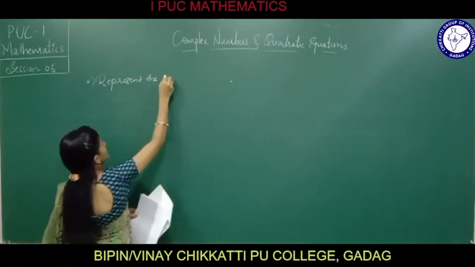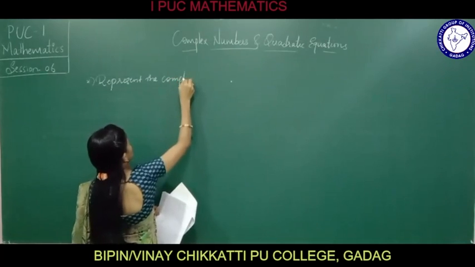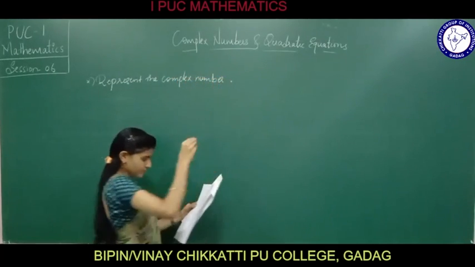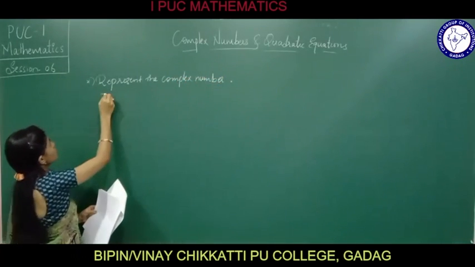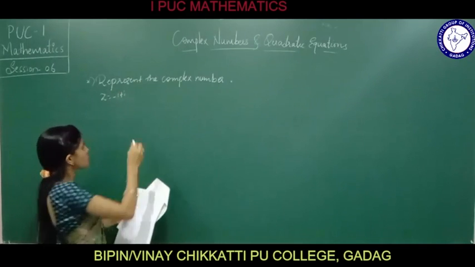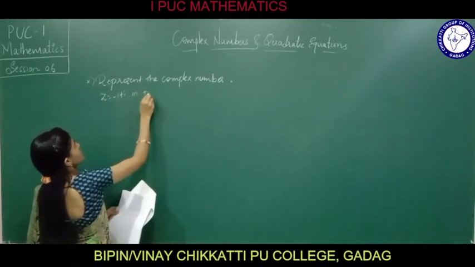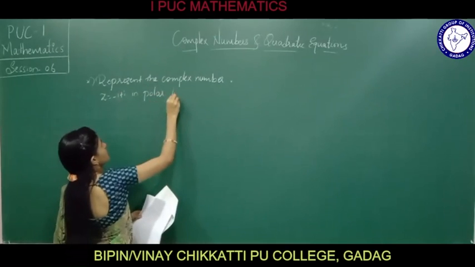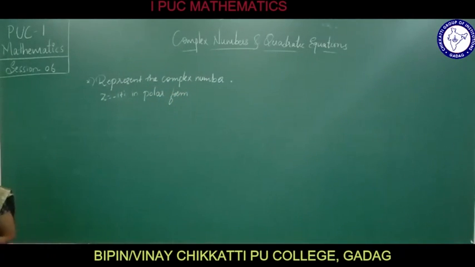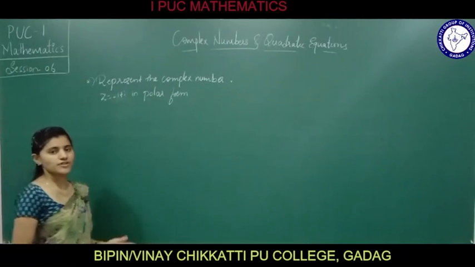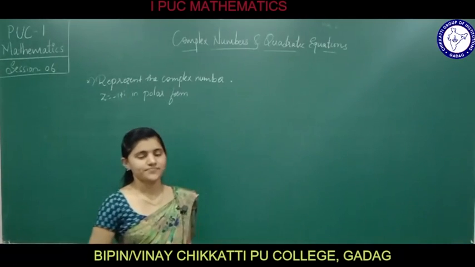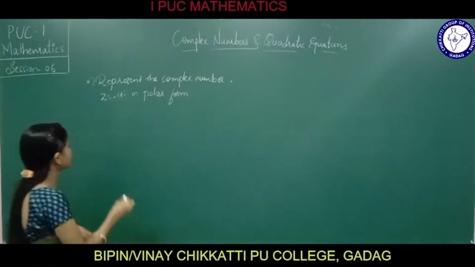Represent the complex number z is equal to minus 1 plus i in polar form. In which form? In polar form. See, we all know what we mean by polar form, right? It should be of the form r into cos theta plus i sin theta. Let us start solving.